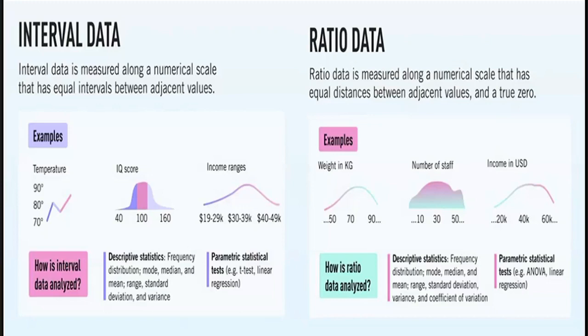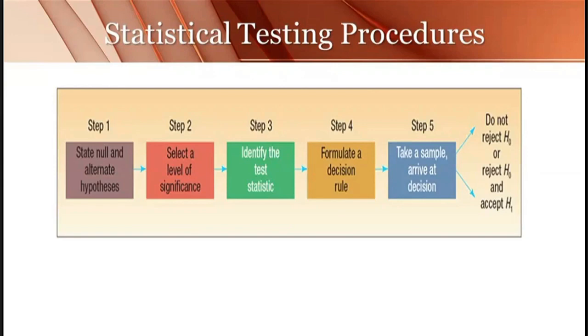As I mentioned earlier, when it comes to using parametric statistics, we need interval data as well as ratio data. If you have ratio and interval data, you can conduct all types of parametric tests. Now, coming to the statistical testing of hypothesis, there are five important steps one has to follow. The first one is stating the null and alternative hypothesis.